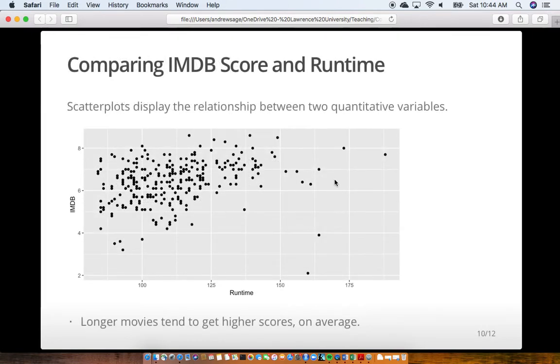Finally, we can use scatter plots to compare the relationship between two quantitative variables. In this scatter plot, we plot a film's IMDb score on the y-axis and its runtime in minutes on the x-axis. We see that there's a general upward trend in the graph indicating that overall longer movies tend to score higher than shorter ones on average.